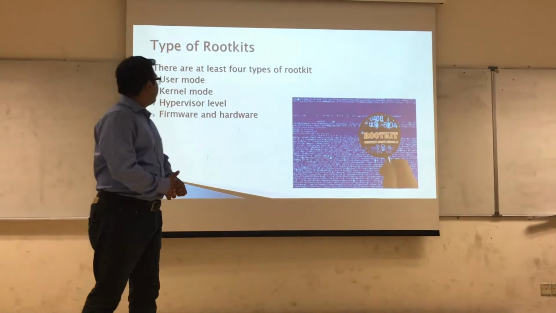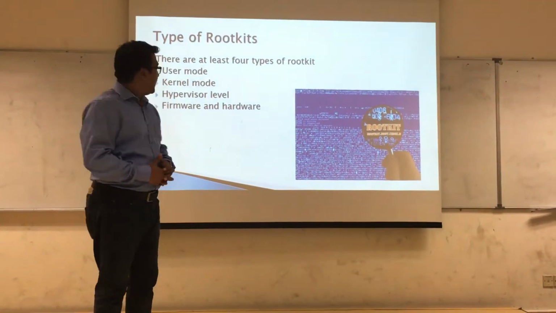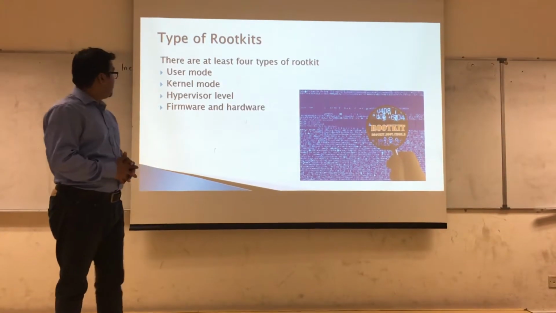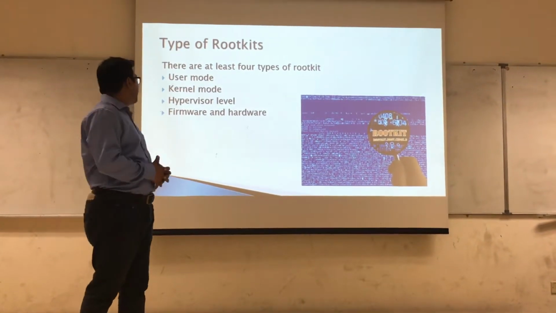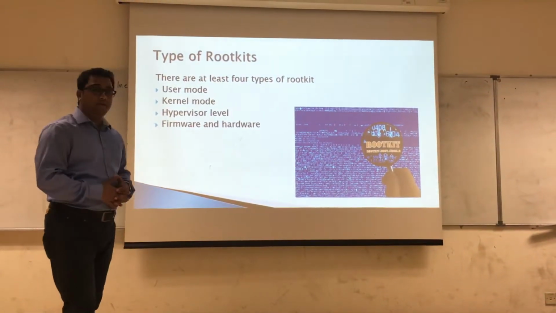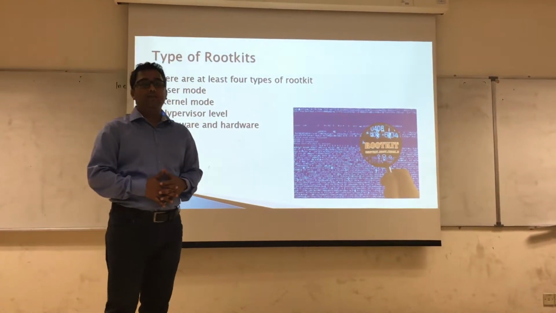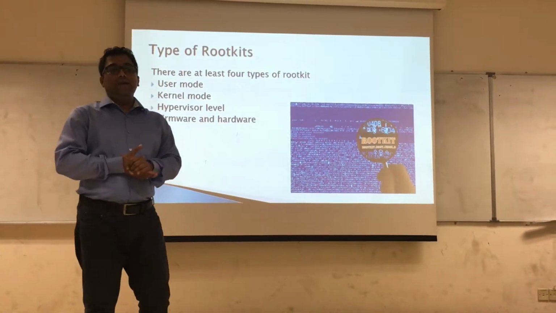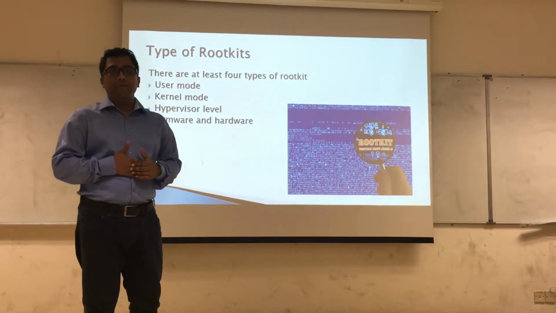Now I am going to talk about types of rootkits. There are four types of rootkits. One is user mode, another one is kernel mode, the third one is hypervisor level, and the final one is firmware and hardware. I can explain the hypervisor level more. In hypervisor level, the operating system runs in a virtual machine. It actually modifies the booting system.